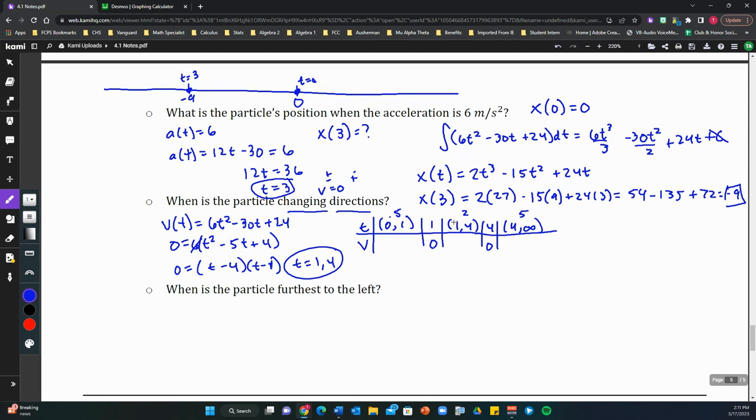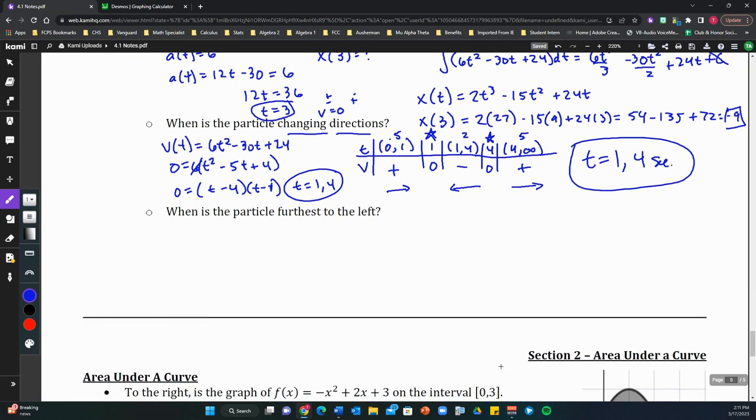If I plug 0.5 into here, we would get negative times a negative, so positive. So that means the particle is going to the right to begin with. After 1 second, it comes to a stop. And if I plug 2 in, I get negative times a positive. So it did change directions at t equals 1. Now we're going to the left. And then if I plug 5 in, I get positive, positive. So we did, in fact, change directions 2 times, after 1 second and 4 seconds.